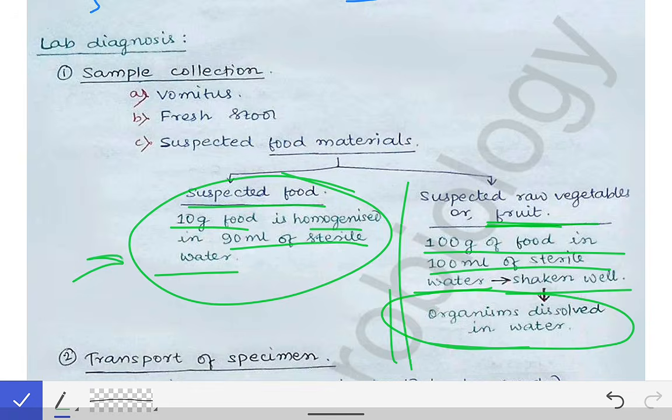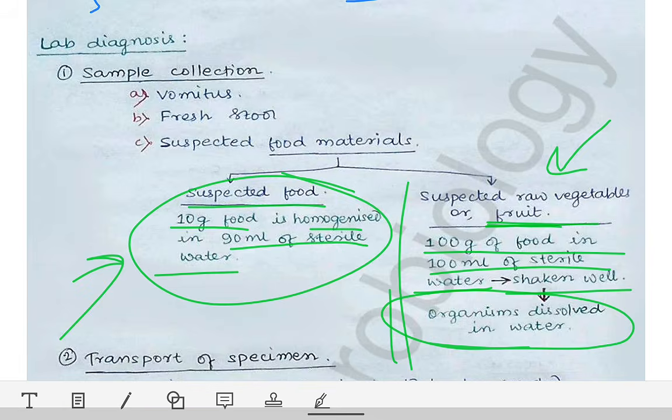If it is a cooked food, then we have to homogenize it in 90 ml of water. If it is a raw food or some kind of fruit, then we have to just shake it well in the sterile water and preserve that water in which the food has been shaken.